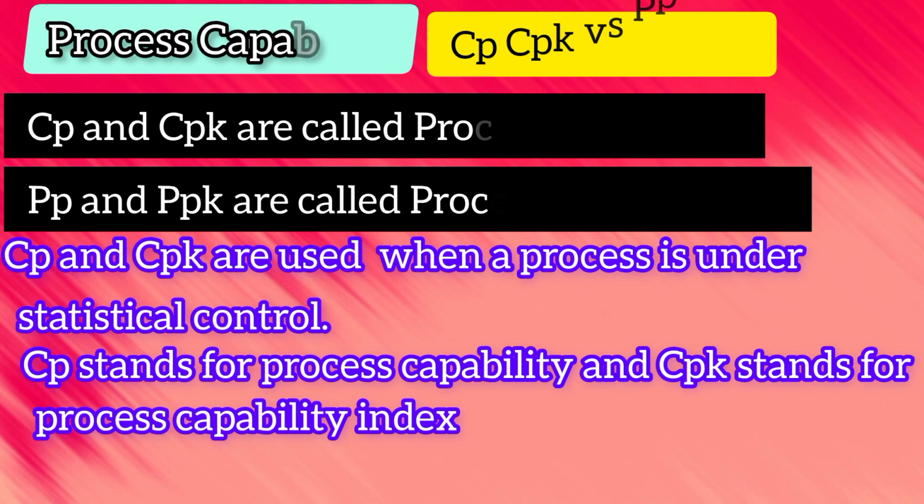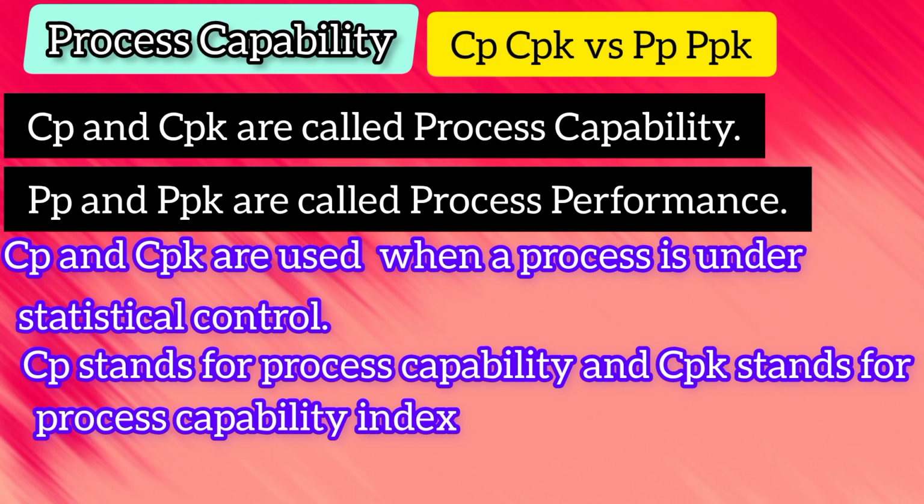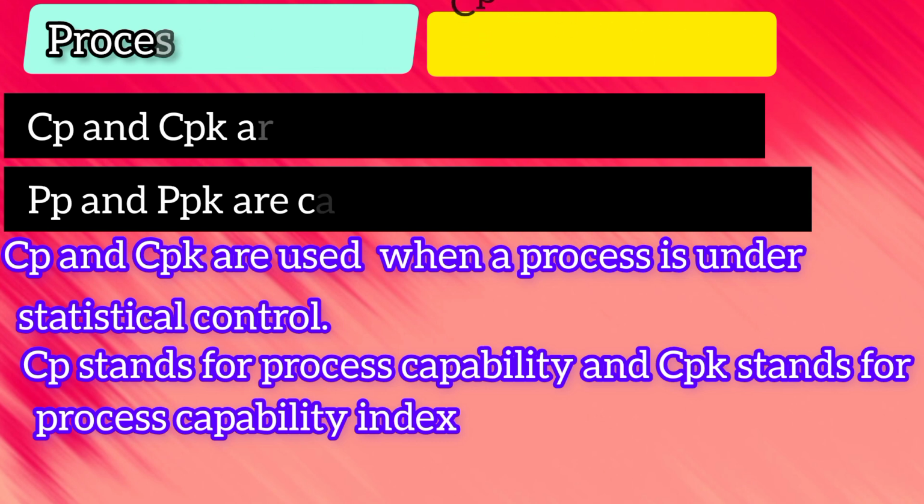Process capability: CP, CPK versus PP, PPK. CP and CPK are called process capability. PP and PPK are called process performance. CP and CPK are used when a process is under statistical control. CP stands for process capability and CPK stands for process capability index.